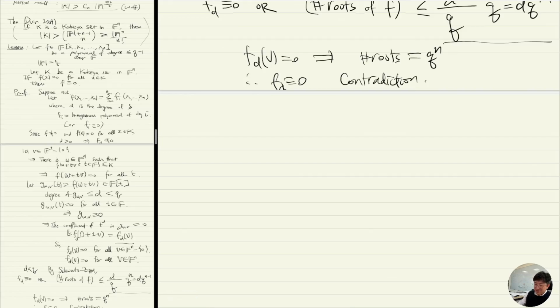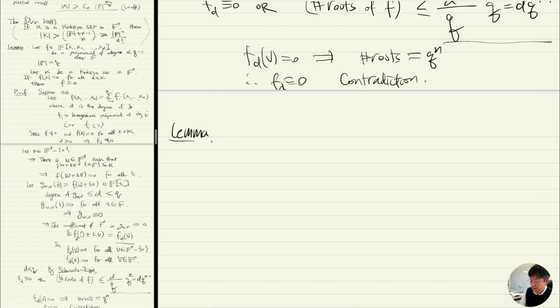So that proves the first lemma. If you have a Kakeya set, and if you have any polynomial which is 0 on the Kakeya set, then it's completely 0. Now, here's a second good lemma.